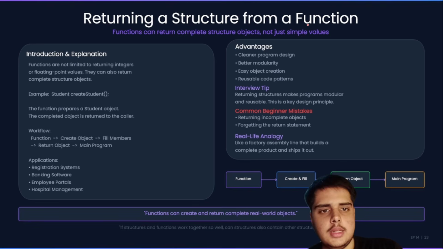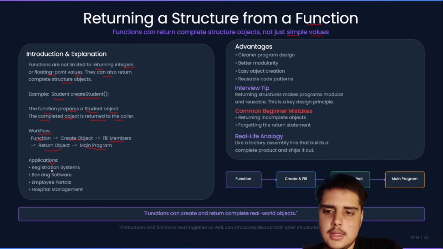So, returning a structure from a function. A function can return complete structure objects, not just simple values. Functions are not limited to returning integers or floating point values; they can also return complete structure objects. For example, student create student: the function prepares a student object, and the completed object is returned to the caller. The workflow is: function creates object, fills members, returns object to the main program.